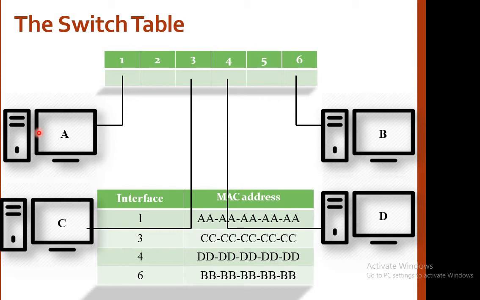So let A want to communicate with B. What will it do? A will send the data along with B's MAC address, which is BBBB. So A is sending the data. Now the same data is received by C, by D and by B. The MAC address of C is CCCC, so it will discard the data. D's MAC address is DDDD, so it will discard the data. And the MAC address of B is BBBB, so it will accept it, and there is a connection established between A and B.